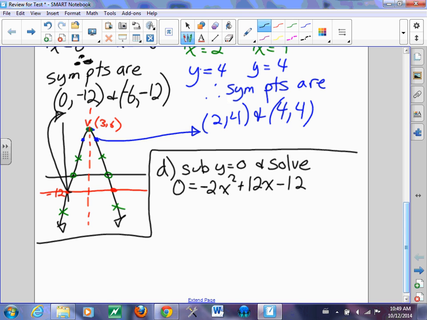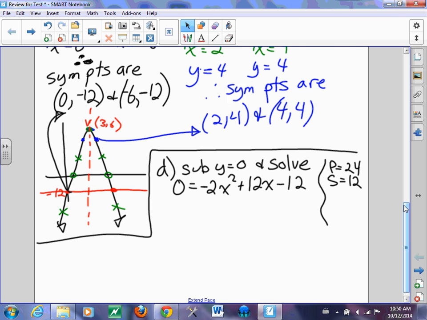To solve, we can quickly see if we can factor. Product equals negative 2 times negative 12, which is positive 24. Sum equals 12. Ladies and gentlemen, there are not two numbers that multiply and add to do that, so we can't factor, so therefore we're going to use the quadratic formula. Again, quickly spend maybe 1-2 minutes maximum seeing if you can factor. If not, we're going to use the quadratic formula.